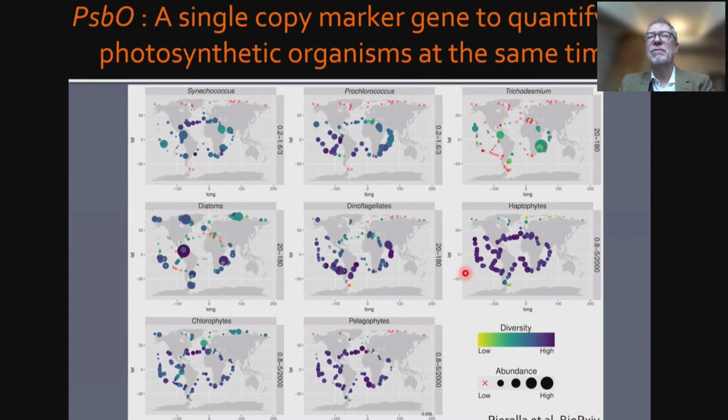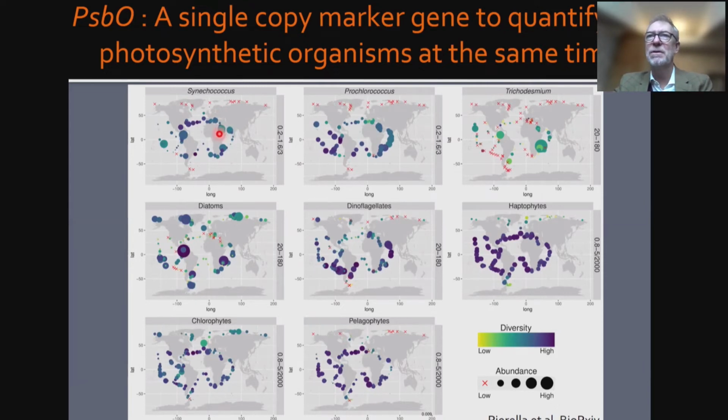So here we see general maps of distribution of different kinds of photosynthetic organisms using the same marker gene to catch all of them. It's a challenge because some of these organisms are prokaryotes and some of them are eukaryotes. So it's difficult to find one single marker gene which will capture all of these organisms at the same time. But here we've done this using the psbO gene. And here we can see distributions of these different groups.